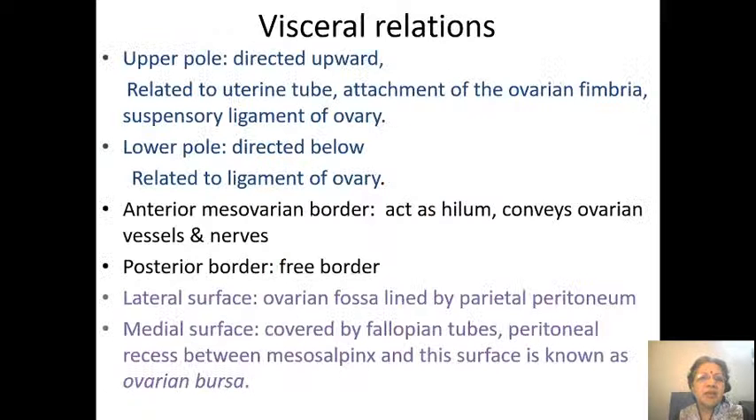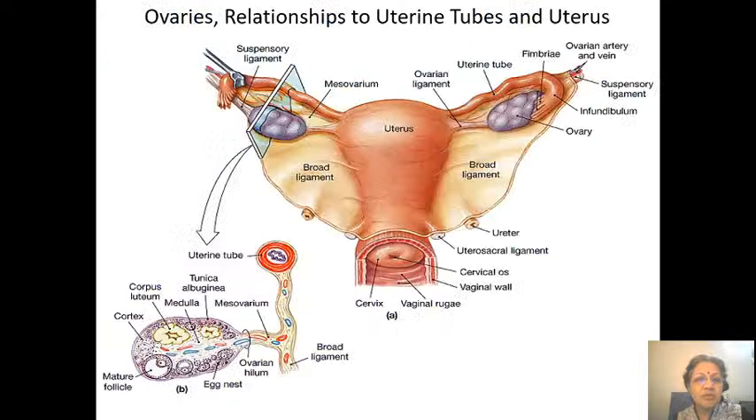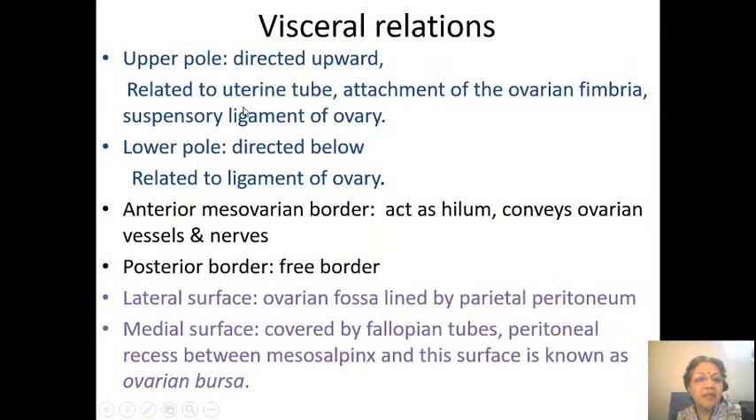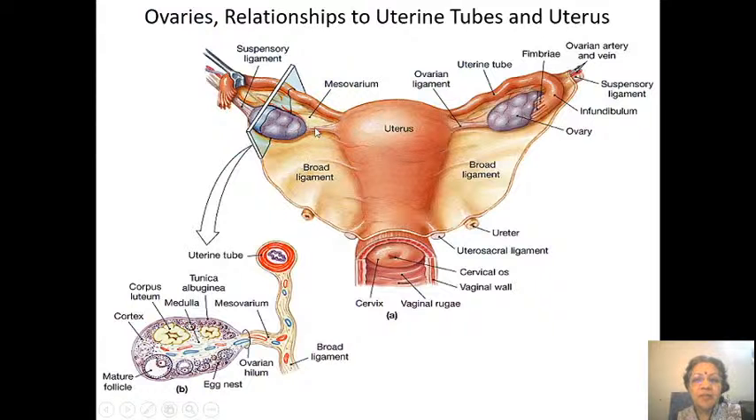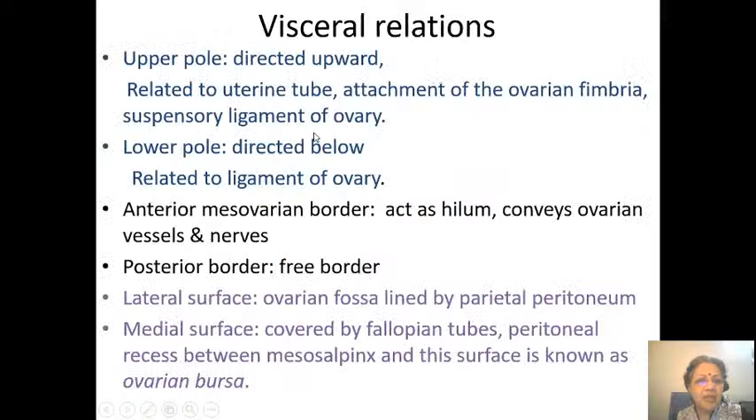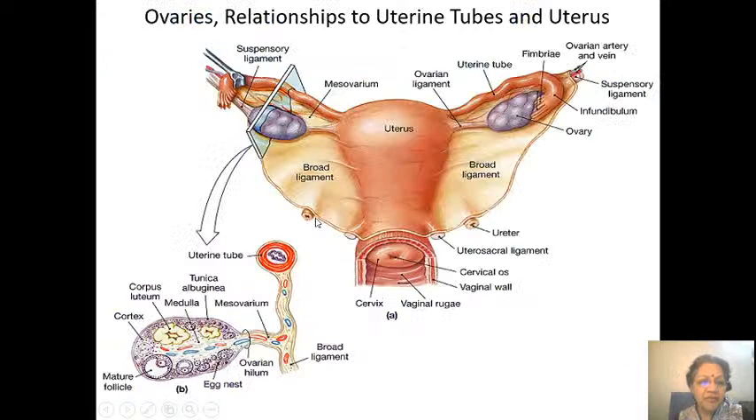Alright. So the visceral relations: the upper pole is directed upwards, related to the tube, the attachment of the fimbria of the tube and the suspensory ligament of the ovary. That's what we saw, this one, upper pole. And then the lower pole below is related to the ligament of the ovary, or ovarian ligament. Then the anterior mesovarian border acts as a hilum and conveys the ovarian vessels and nerves.